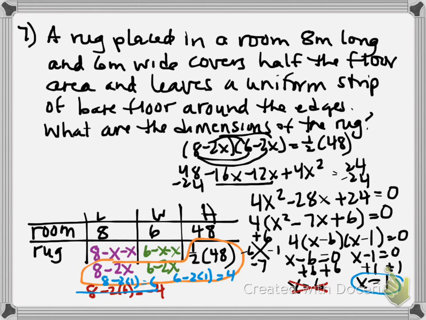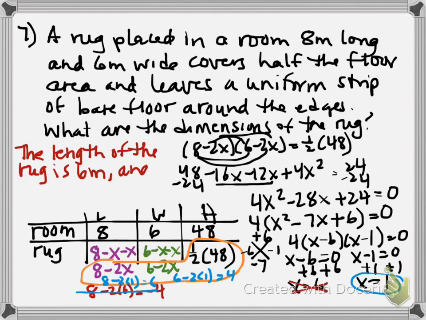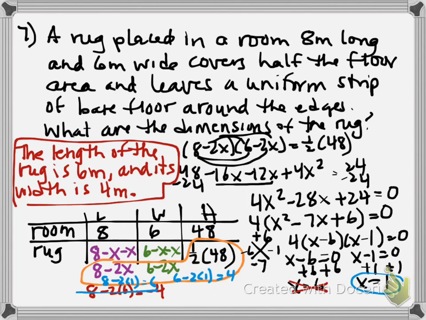So the length of the rug is 6 meters, and its width is 4 meters. And there's your answer. Okay?